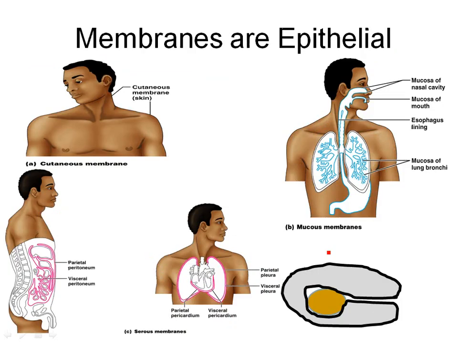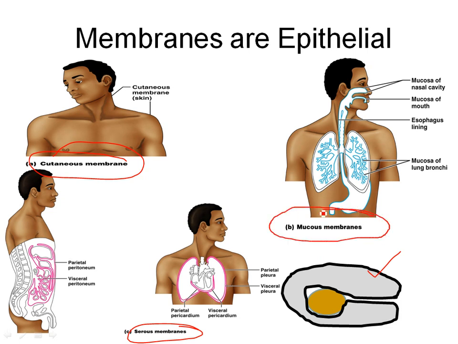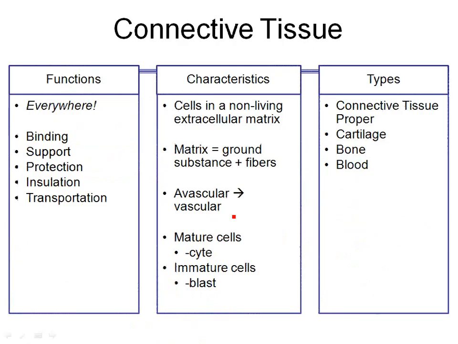Other things that are epithelial, remember serous membranes. That's my diagram of the lima bean in the tape. So serous membranes are epithelial. The cutaneous membrane, or your skin, the outer layer anyway, is epithelial. And your mucous membranes are epithelial. Remember, it's the goblet cells that make the mucus. So we'll look at a lot of those in lab.